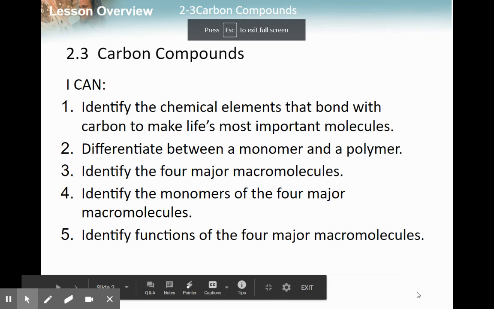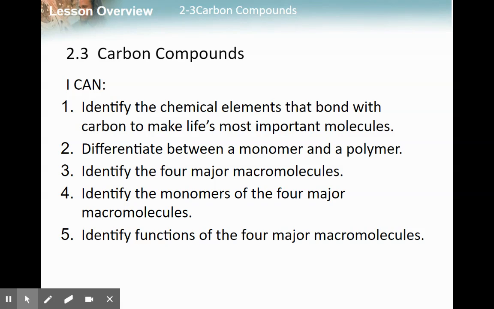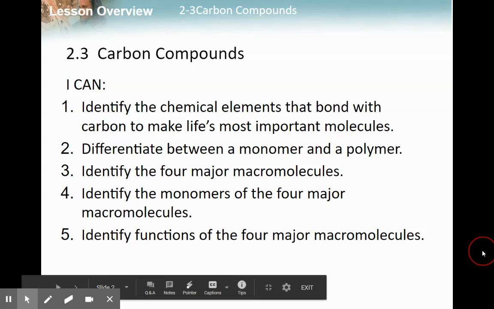This is our next lecture in the Chemistry of Biology unit that we've been studying. This one focuses on the carbon compounds and the four major macromolecules. So looking at the learning targets here, by the time you're done with this unit, you should be able to identify the chemical elements that bond with carbon to make life's most important molecules. You should also be able to differentiate between a monomer and a polymer. You will be able to identify the four major macromolecules, identify monomers or the single parts of those four major macromolecules, and then identify the functions of the four major macromolecules.